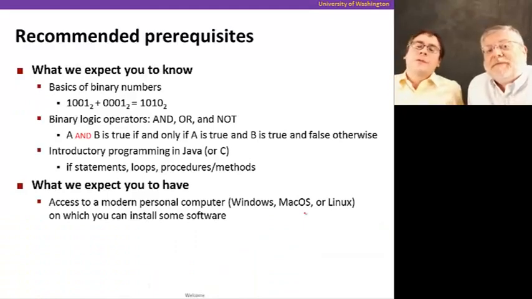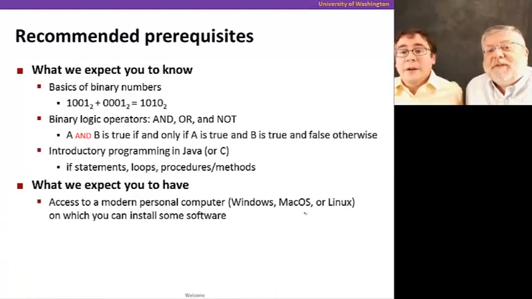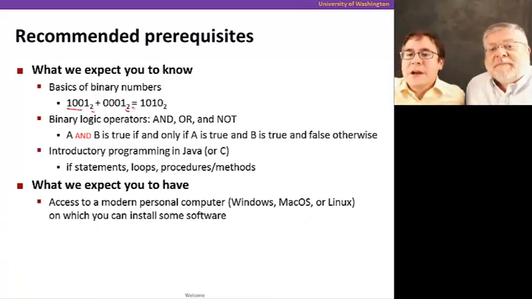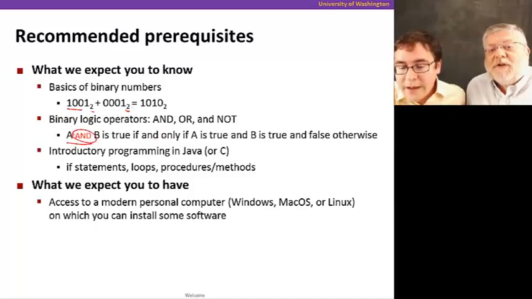So we expect you to know some things, for example, basics of binary numbers. So you have an example. We have two numbers, both base 2, so they're both binary numbers. And say if you're trying to add 1001 with 0001, you get 1010. We also expect you to know binary logic operators like AND, OR, and NOT. For example, A and B. A and B is true if and only if A is true and B is true and false otherwise.